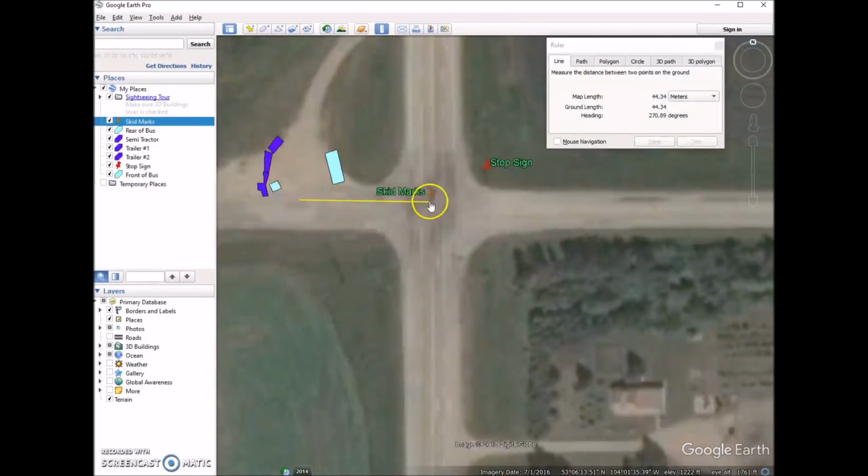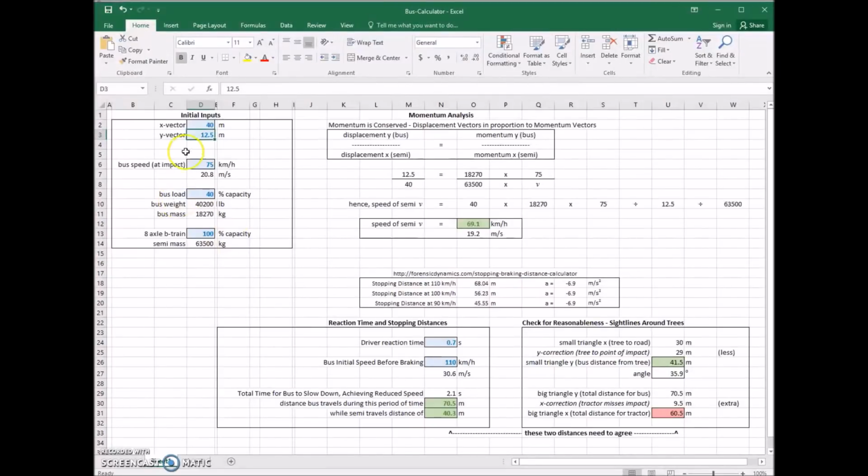Let me just check here. Let's move the skid marks into the southbound lane. Is that the center of mass? I don't know. I think I need to go to 41. Okay. The X vector, I'm going to use 41. The Y vector, 12 meters, just in the middle there. Okay. So we're going to go with 41 and 12 meters.